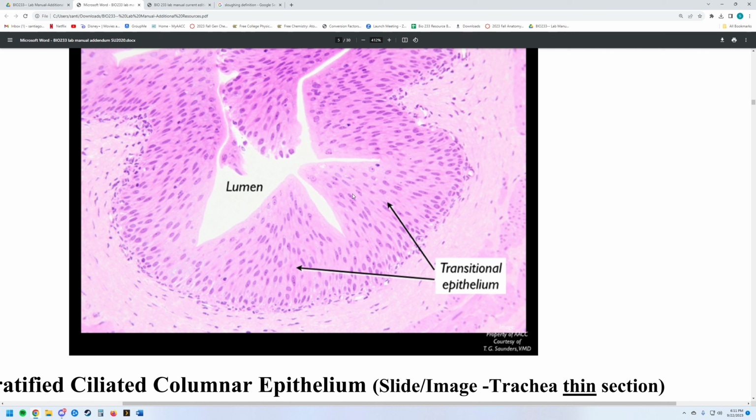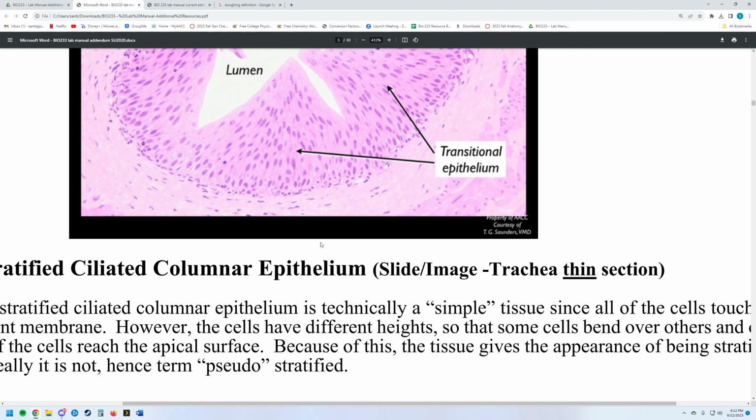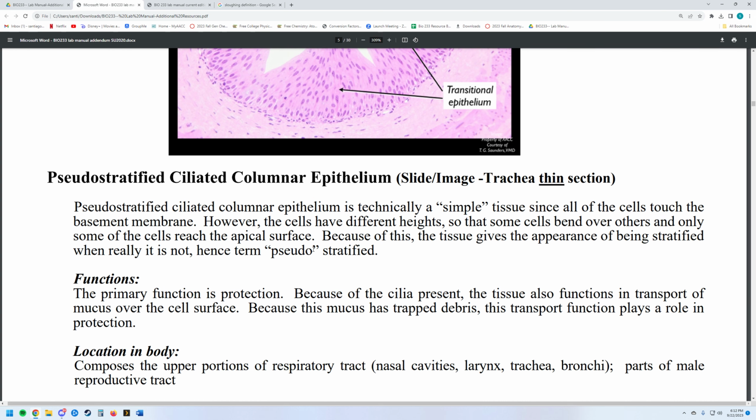Normally, if it was stratified squamous, right? You'd have kind of rounder cells, and as they got closer to the edge, they would be super pancaked. But you've got some pancakes here, you've got some round ones here. It's all over the place. We've got pseudostratified ciliated columnar epithelium. Holy cow, that's a mouthful.